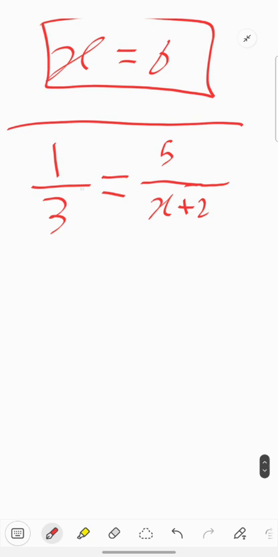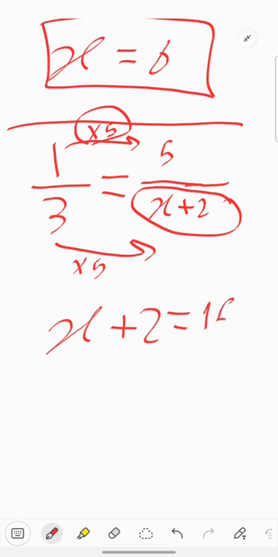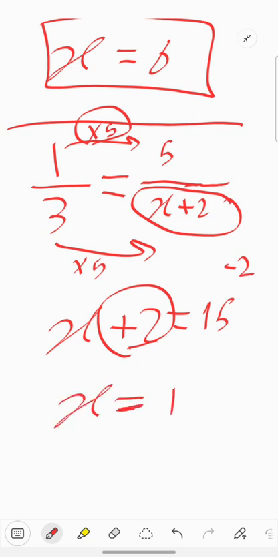Another example, we have 1 over 3 equals 5 over x plus 2. The same way, the numerator becomes 5. 1 becomes 5, by multiplying by 5. So we need to multiply the denominator by 5. And 3 times 5 equals 15. So the denominator equals 15, and the denominator here is x plus 2. So x plus 2 equals 15, right? Using the inverse operation, the inverse operation of plus 2 is minus 2. So x will be equal to 13.